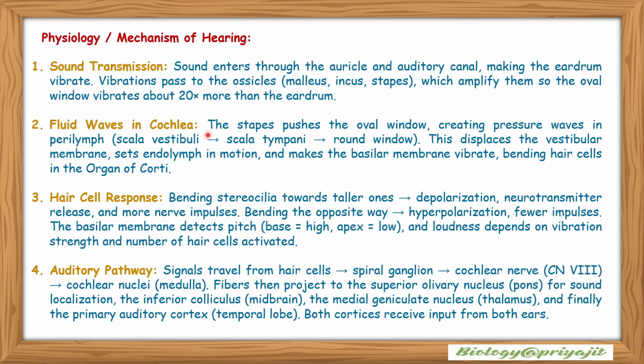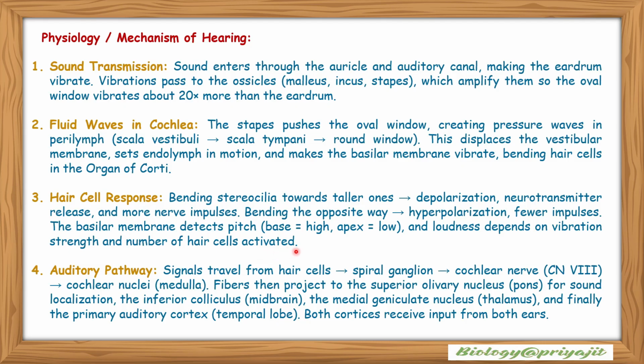Fluid waves in the cochlea. The stapes pushes the oval window, creating pressure waves in the perilymph of the scala vestibuli to scala tympani to round window. This displaces the vestibular membrane, sets endolymph in motion and makes the basilar membrane vibrate, bending hair cells in the organ of Corti. Hair cell response: bending stereocilia towards taller ones causes depolarization, neurotransmitter release and more nerve impulses. Bending the opposite way causes hyperpolarization and fewer impulses. The basilar membrane detects pitch, and loudness depends on vibration strength and number of hair cells activated.